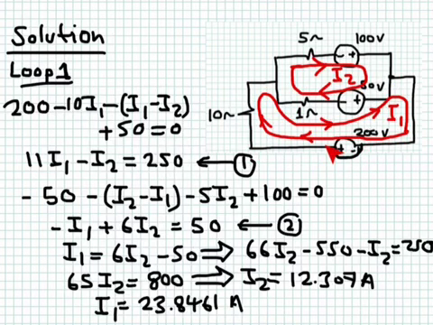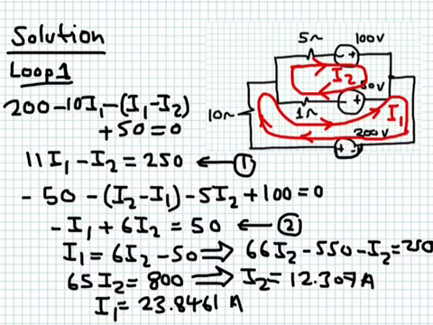So you have 200 minus 10 multiplying I1. There is only I1 here. And then you have this drop, positive, negative, so it's going to be minus 1 ohm multiplying I1 minus I2. This is negative, positive, so this becomes plus 50. The loop closes, equal to 0. So this is the equation of the first loop.